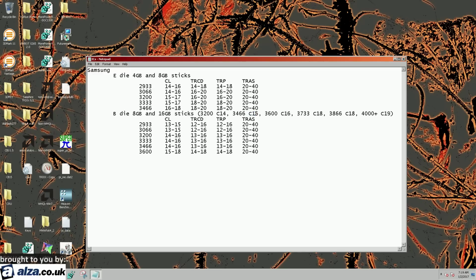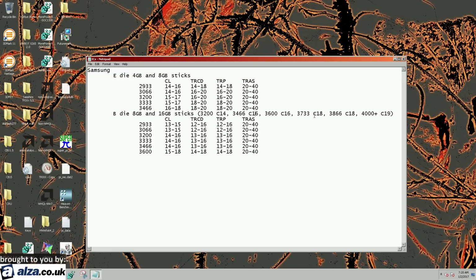3466 CL16, same deal. I mean, technically, I think an E-die kit could probably hit CL16, but it'd have to be dual ranked, and at that point, it might not be an 8 gigabyte stick. So 3466 CL16 is a safe bet. 3600 CL16 is a safe bet as well. 3733 CL18 is a safe bet. 3866 CL18 is a safe bet. And then 4000 plus at CL19 is also 100% safe. So those are pretty much all of the safe memory speed bins.